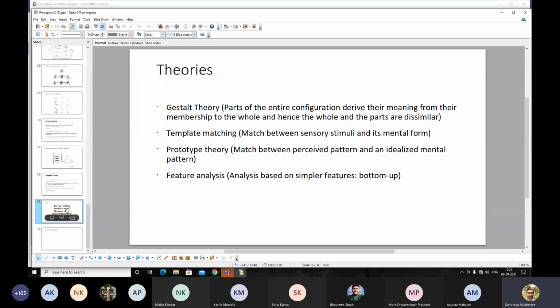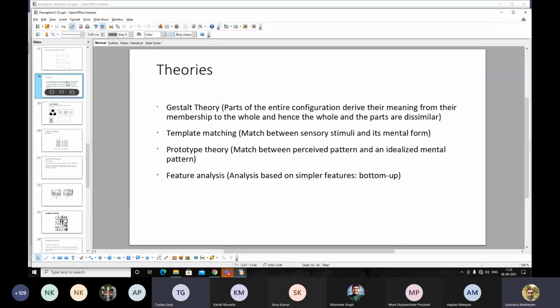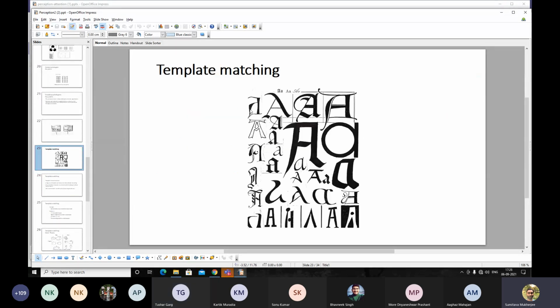So what would be the difference between template matching and prototype? For template matching, if you see this example, if I have to understand that this is an A, or that all of these are A's, then I have to have templates for each of them. Any small deviation will result in a non-match or a failure of matching, because I'm matching one to one. If I have a template for that, then the match is successful. If I don't have a template for it, it's a failure.